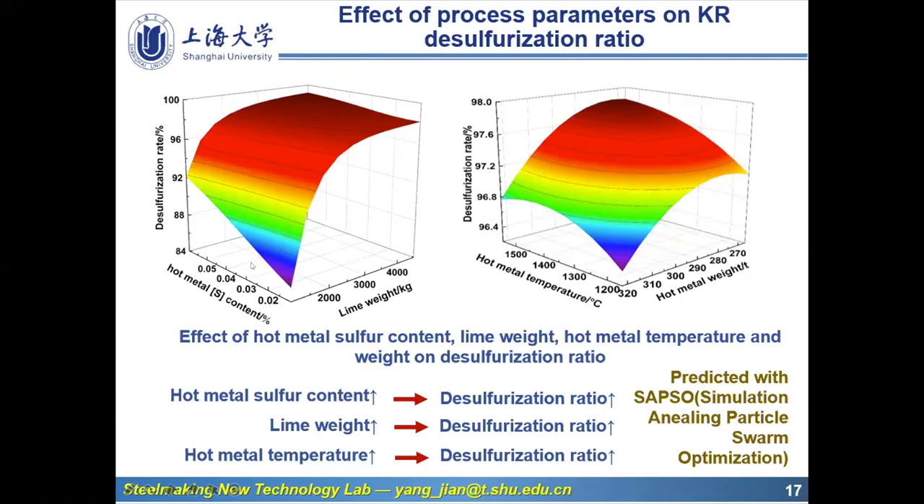And here is the effect of the hot metal sulfur content, lime weight, and the hot metal temperature and the weight on the desulfurization ratio. And with increasing the hot metal sulfur content, the desulfurization ratio is increased. And with increasing the lime weight and the hot metal temperature, the desulfurization ratio is also increased.